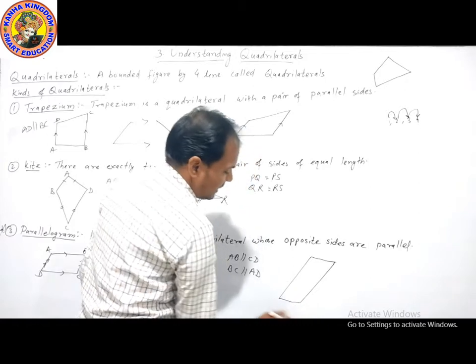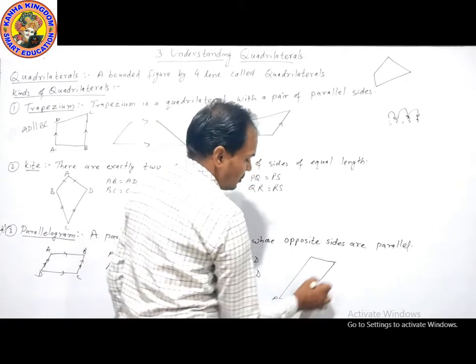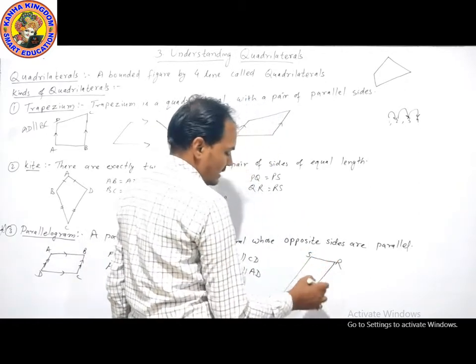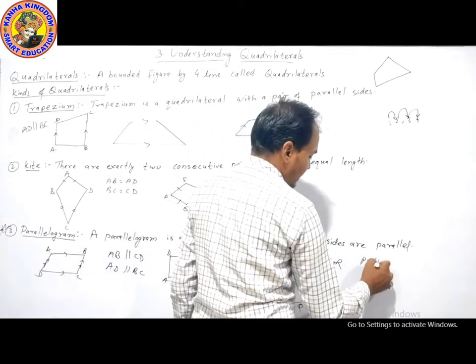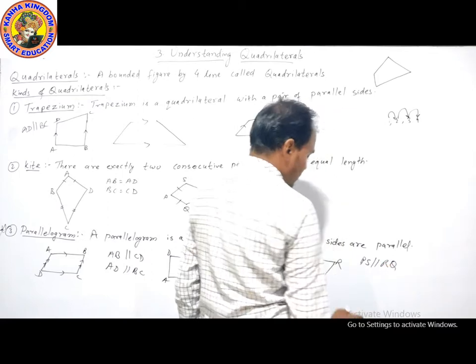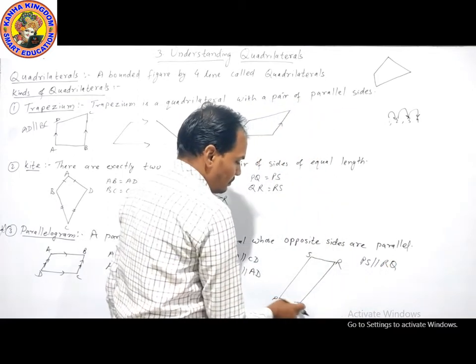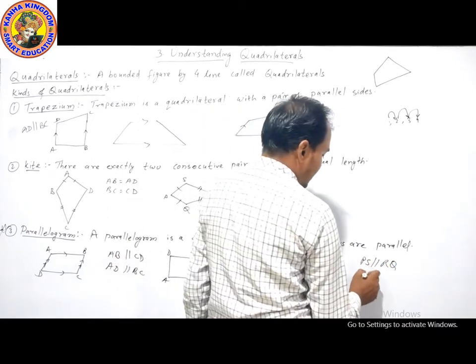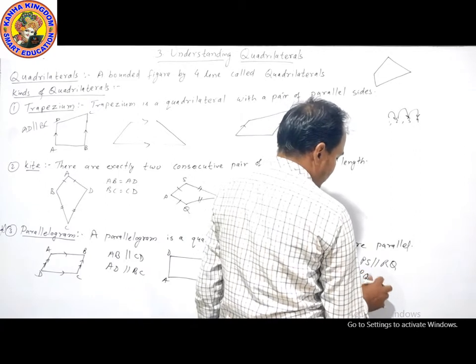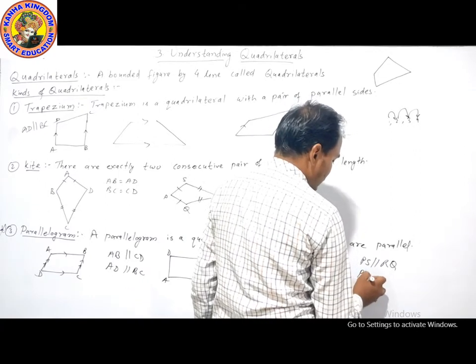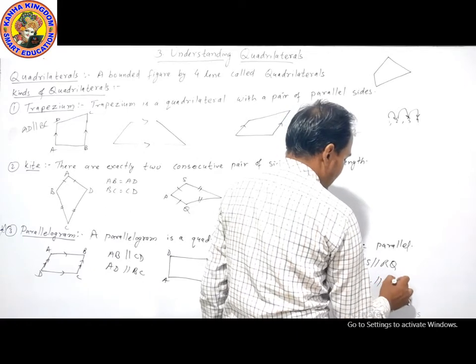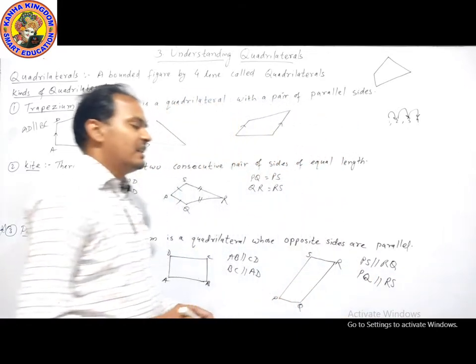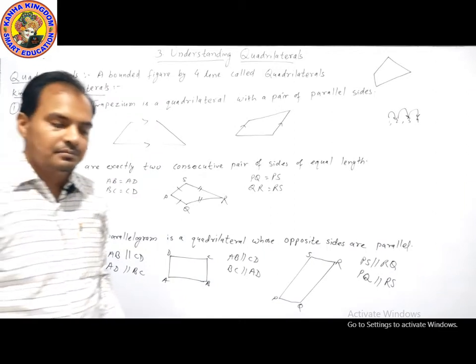This is also a parallelogram, P, Q, R, S, where PS is parallel to RQ. Another one, PQ parallel RS. This is the definition of a parallelogram.